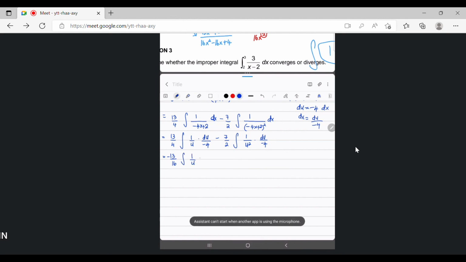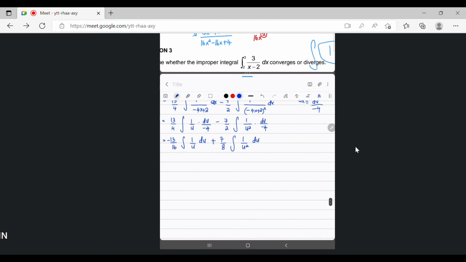So integrate 1 over u du. Minus, okay, minus. You have the negative 1 over 4. So multiply with the negative. So kita akan jadi plus kat sini. 7 over 8, 1 over u squared du. Okay, for the first part, there is no problem because you only have the integrate of 1 over u, which is at the end you will get the ln u, kan?